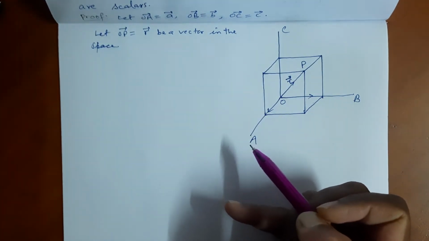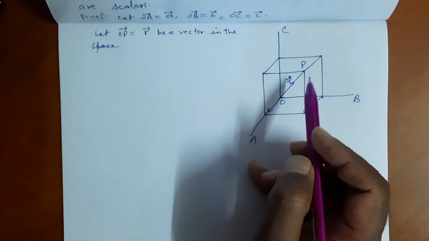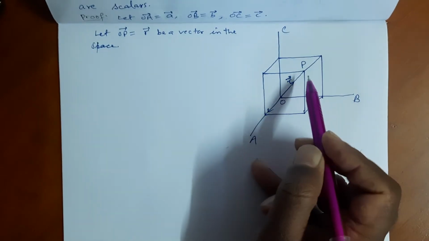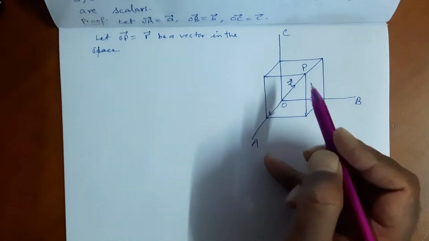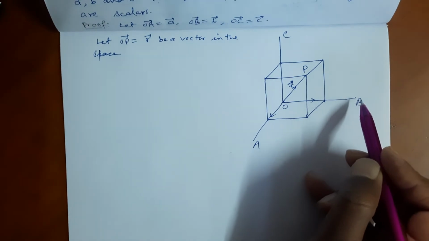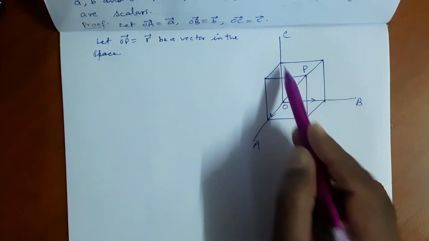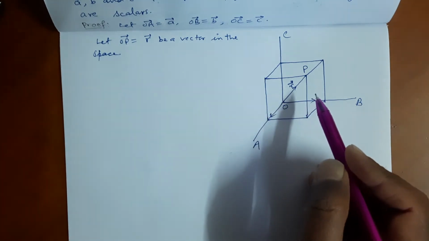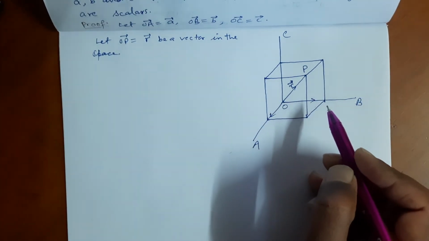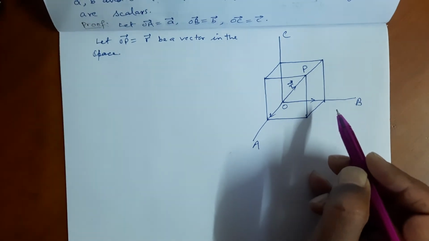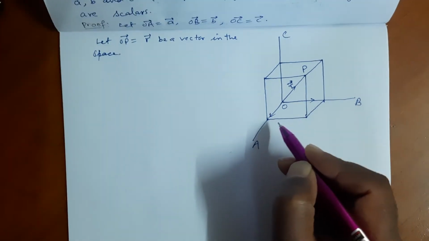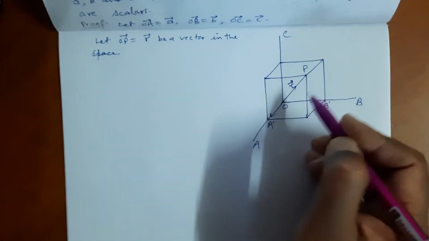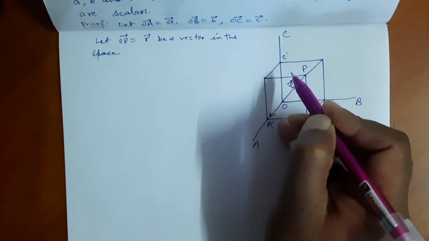And now through P, we will draw a plane parallel to this AOB. Okay, so through P we will draw a plane parallel to this plane, parallel to this plane, and parallel to this plane. We will draw three planes, and these three planes cut the chords OA at A dash, OB at B dash, and OC at C dash.